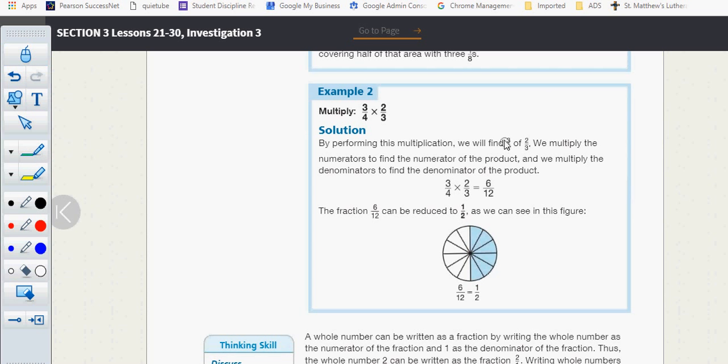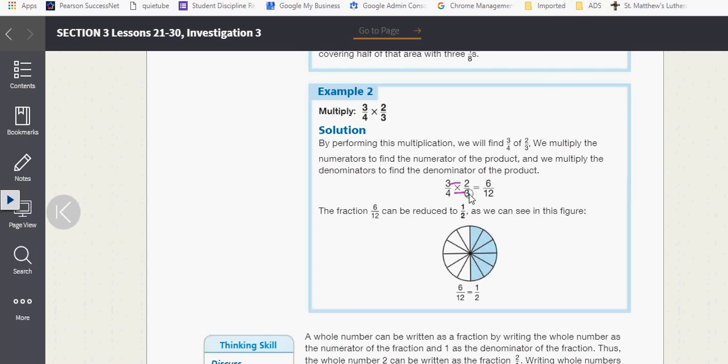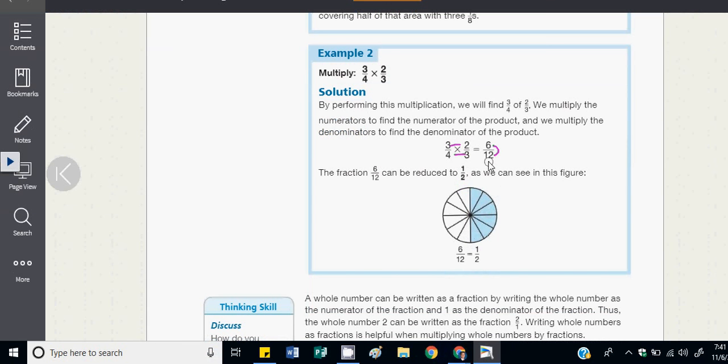First, simple multiplication: 3/4 of 2/3. Multiply across, 6. Multiply across, 4 times 3 is 12. And you'll see right off the bat 6 goes into 12, so we can reduce. As you can see in this figure, they illustrate a circle divided into 12ths. We count up 6 of them. The shading really is a half here. Use fraction manipulatives to show this.